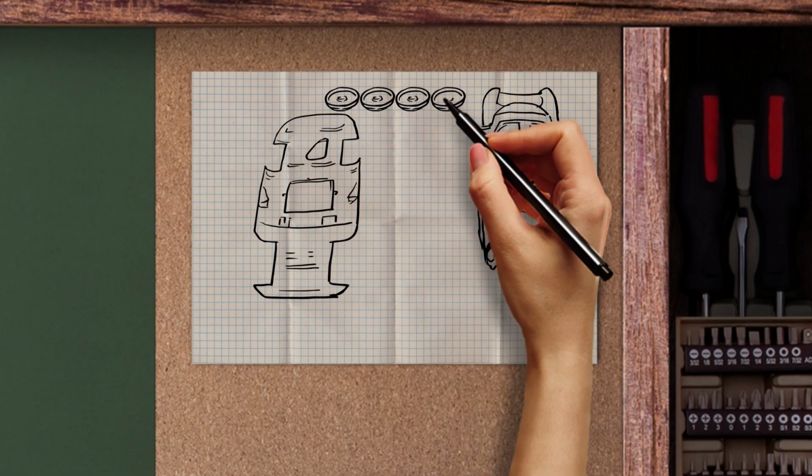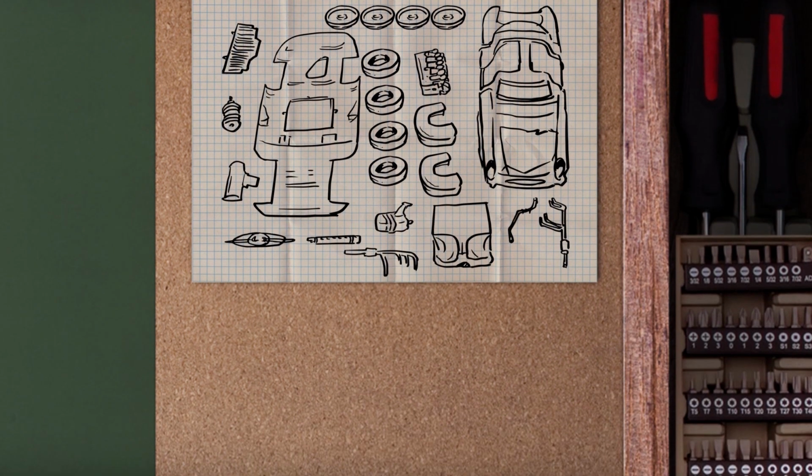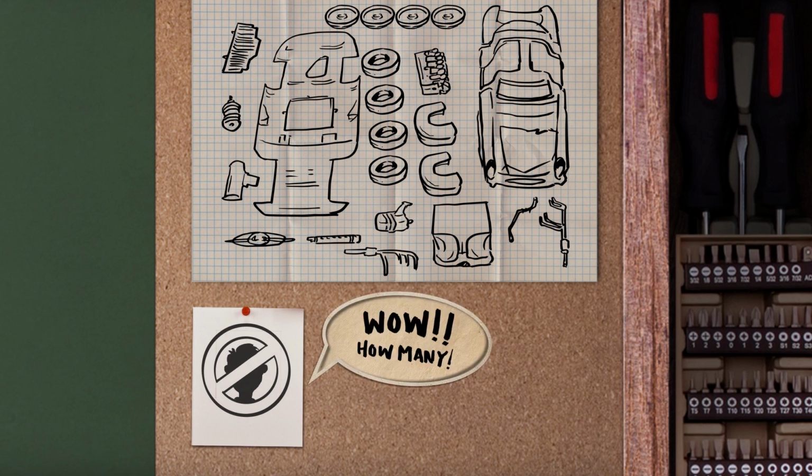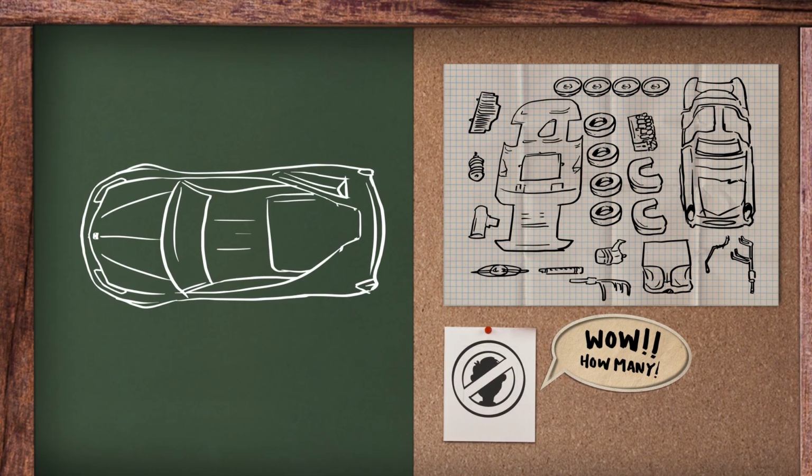I was amazed to see hundreds of small parts on the table. He warned me not to touch anything. I asked him why there were so many parts. How many vehicles was he going to make? Grandpa said it was for one car.